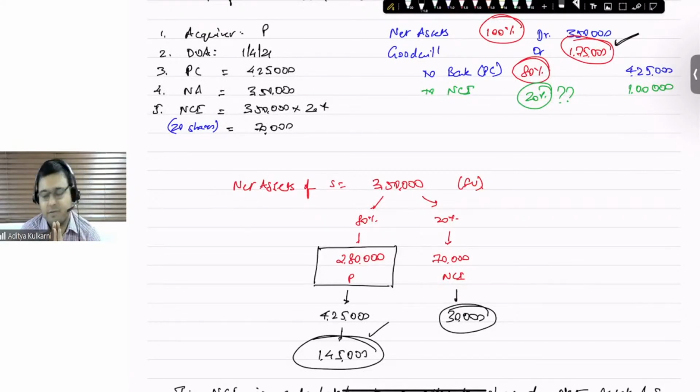Give your answers. I'm getting somebody saying second, somebody saying first. Okay. So come on, tell me which answer appears more logical. Second. Many of you are saying second, which is actually right. See, what is the first case? The first case is NCI at proportionate share of net assets. Now, if this was the case, goodwill that arises is going to be attributable only to the parent.